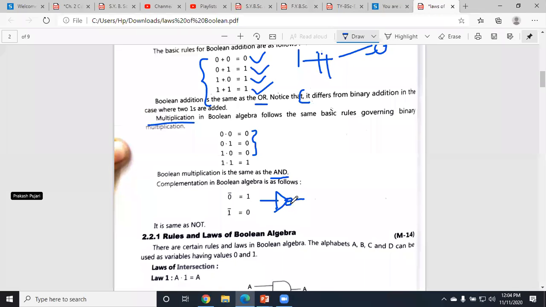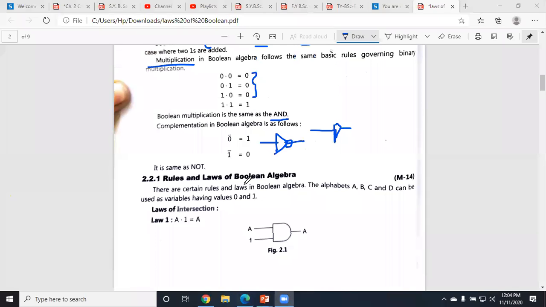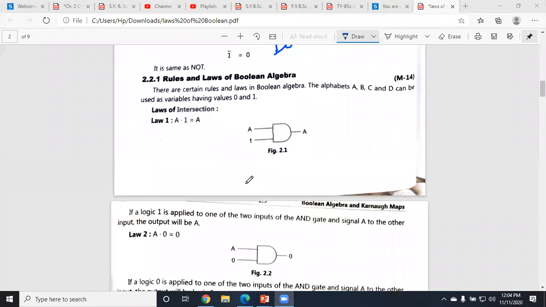Don't miss this bubble. If you draw it without the bubble, then it is not a NOT gate. It is called a buffer. If there is a bubble, then and only then it is called a NOT gate. Correct? Yes, ma'am.